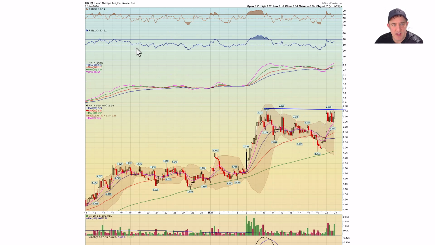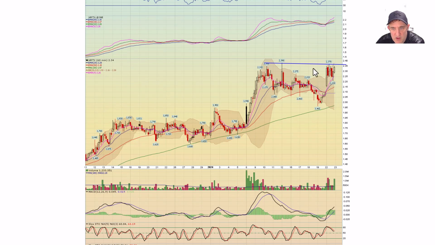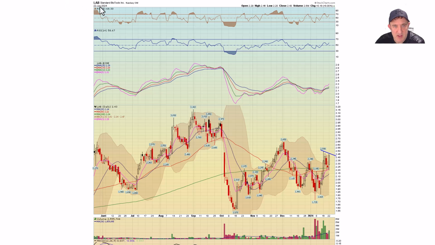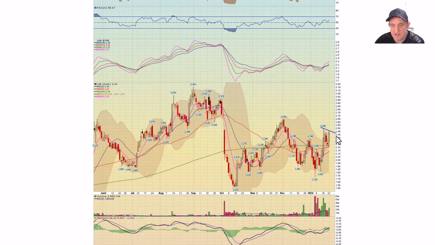Chart 77, HRTX, this is a 60-minute chart. Nice pattern here, kind of flagging. Cup and handle look, resistance is 237, so a cheap one for you. Chart 78, LAB, bull flag setting up, looks pretty decent.